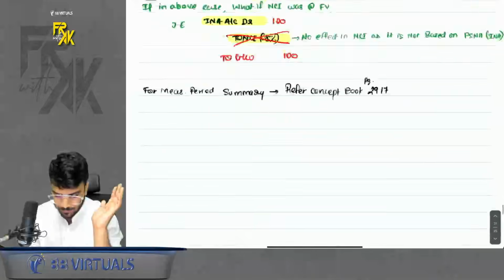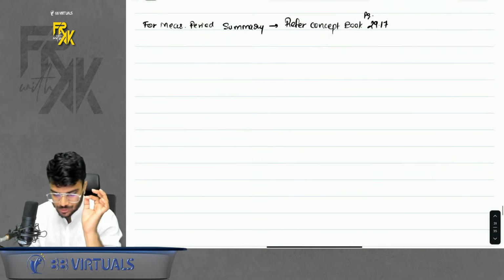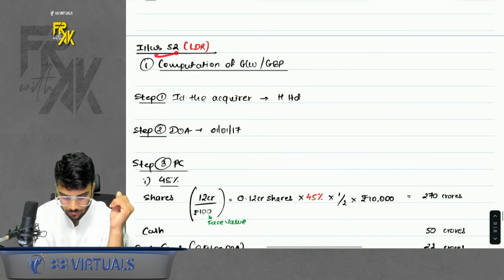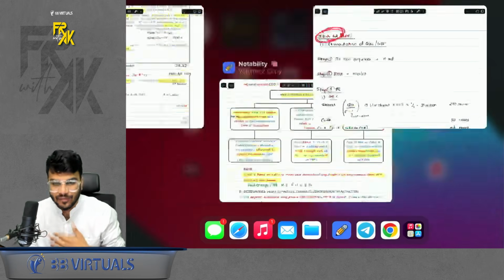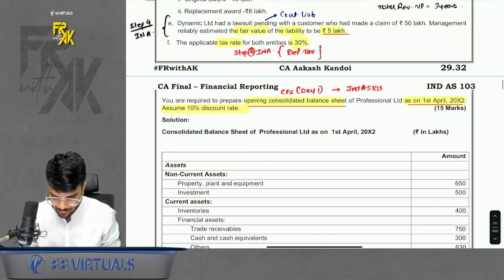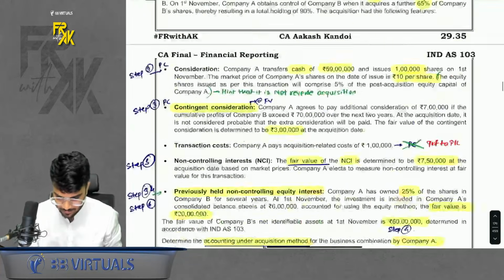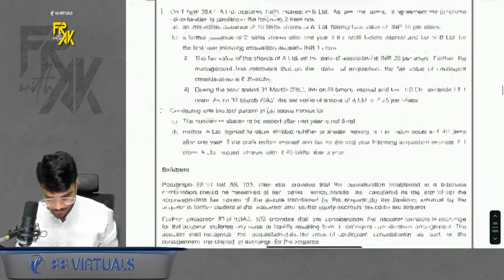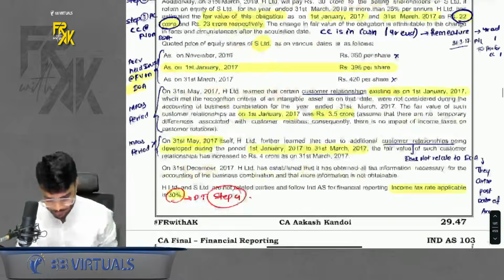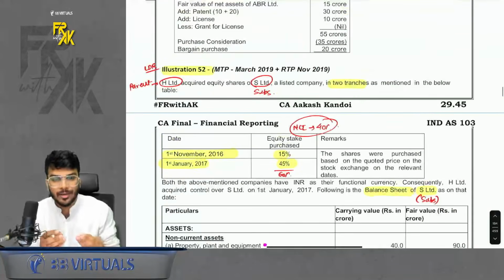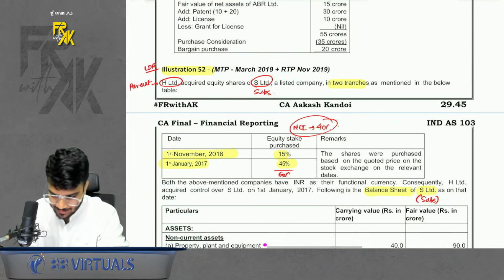Simple. Okay. Now based on this, one more question which we revised was illustration number 52. My favorite question. Okay. Chalo, let's do this. Come. Illustration number 52. Here it is. My QD favorite question. Have a look here.